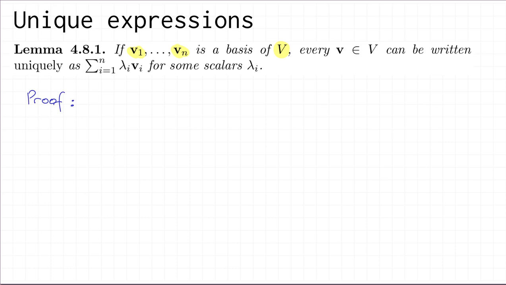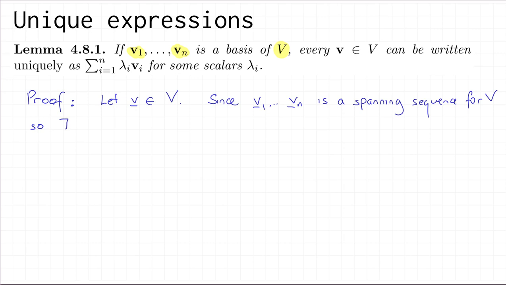So the fact that every element of V can be written as a linear combination of v1 up to vn is just because a basis must also be a spanning sequence. So let's let v be any element of our vector space. Since v1 up to vn is a basis, it must also be a spanning sequence. So there must be some scalars, lambda 1 up to lambda n, such that v is equal to lambda 1 v1 plus lambda 2 v2 and so on. I'll write that as the sum from i equals 1 up to n of lambda i vi.